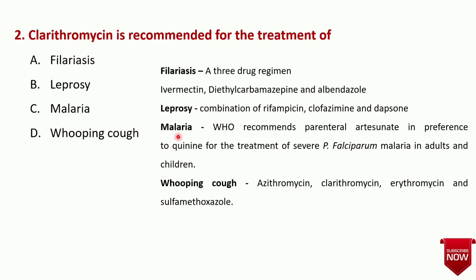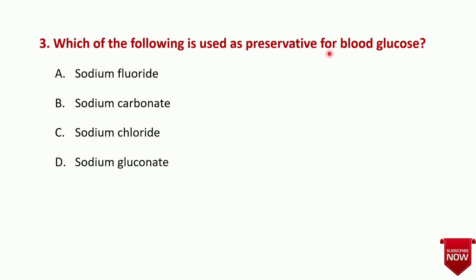In the case of malaria, WHO recommends parenteral artesunate in preference to quinine for the treatment of severe Plasmodium falciparum malaria in adults and also in children. And in the case of whooping cough, azithromycin, clarithromycin, erythromycin and sulfamethoxazole are mostly preferred. So clarithromycin is recommended for the treatment of whooping cough.